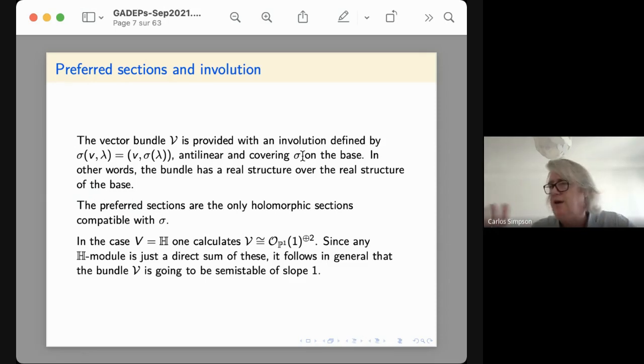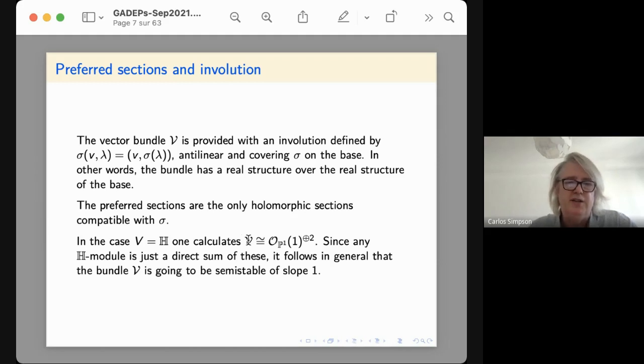and it covers the involution sigma of the base. So in terms of real structures, it just means that we have a real vector bundle over that real P1, over that P1 with the real structure. And then here you can calculate that the holomorphic sections of this vector bundle, which are compatible with sigma, are exactly the preferred sections.